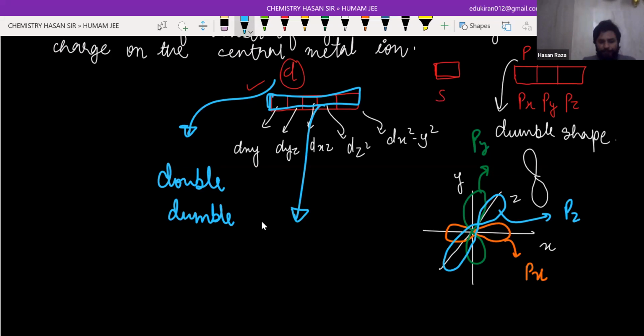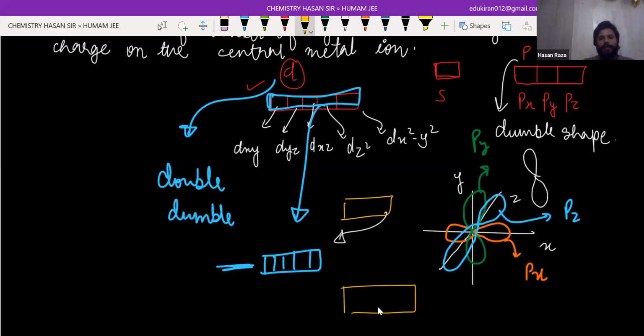Let's say this is the center where the d orbitals are. 1, 2, 3, 4, 5. Now when the ligand is approaching, what will happen? This will split into two parts. This is higher energy, this is lower energy. Initially it is equal energy.